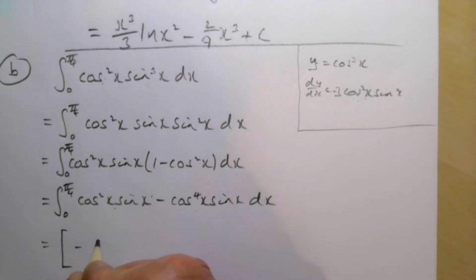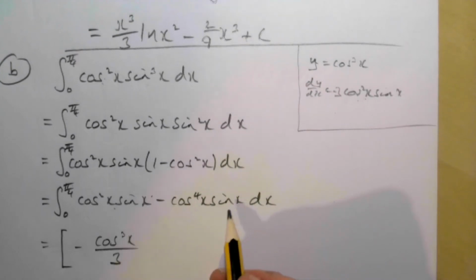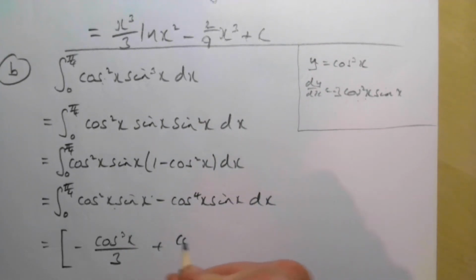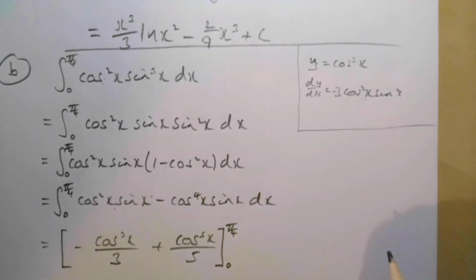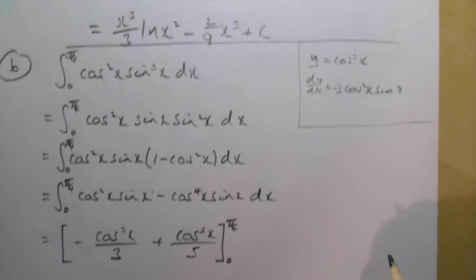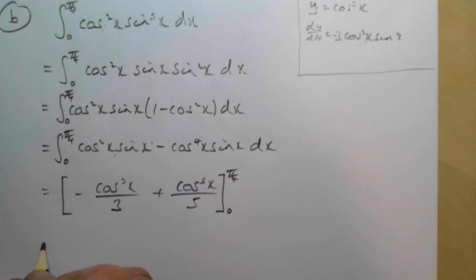So this is going to give us minus cos cubed x over 3. Again, look back at some of my videos if that doesn't make any sense. And here then plus cos to the power 5 x over 5, and that's between pi over 4 and 0. So let's substitute our numbers in here and see what we get.